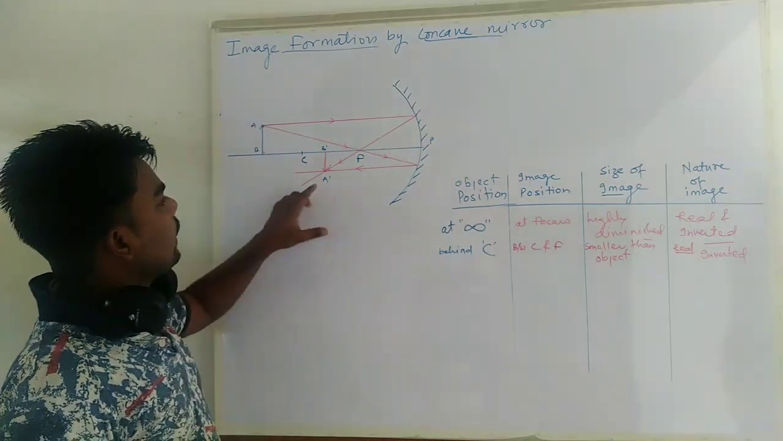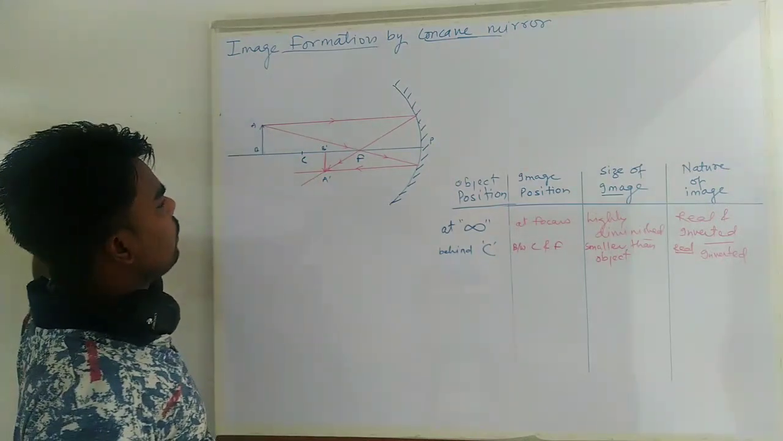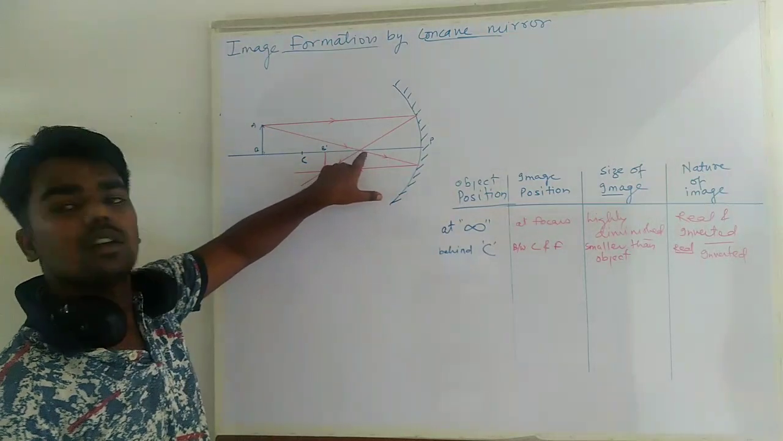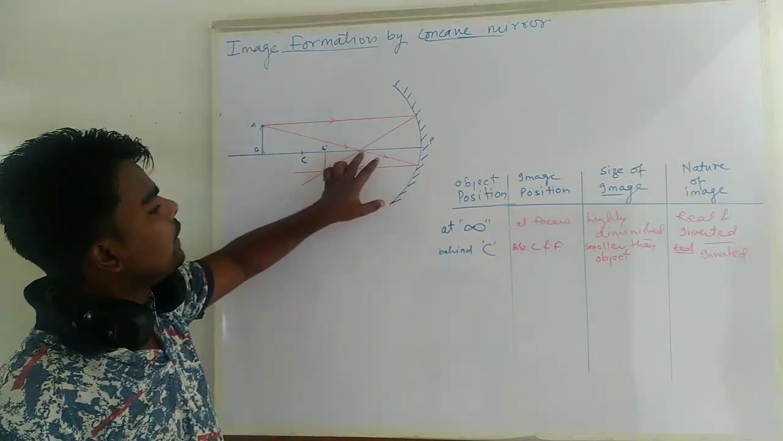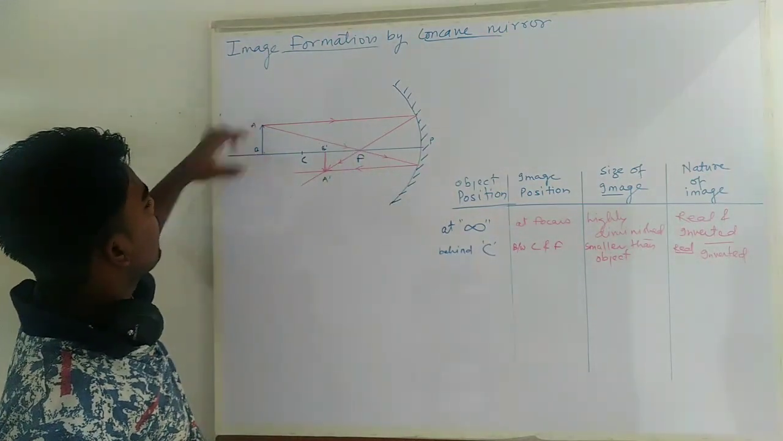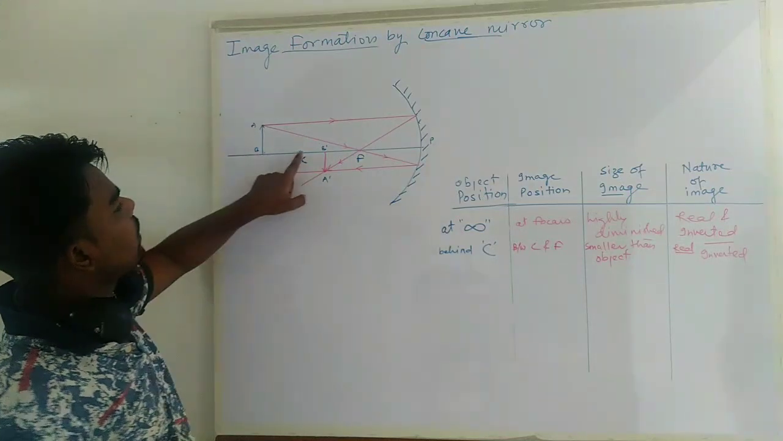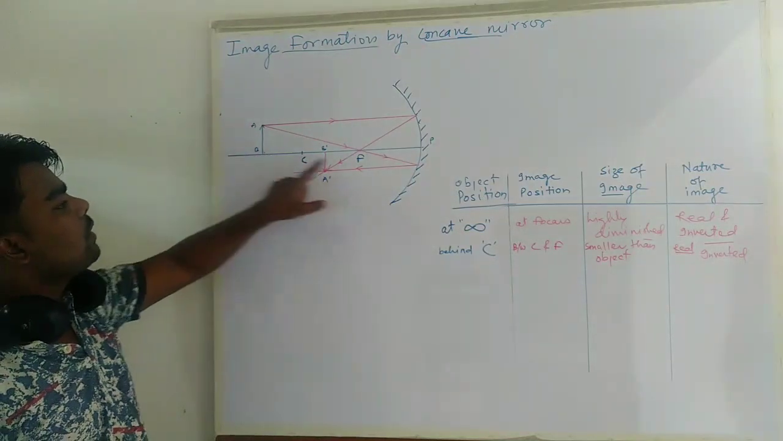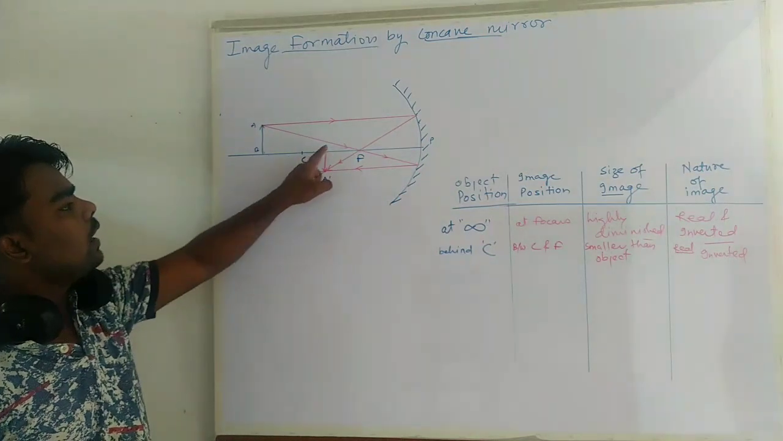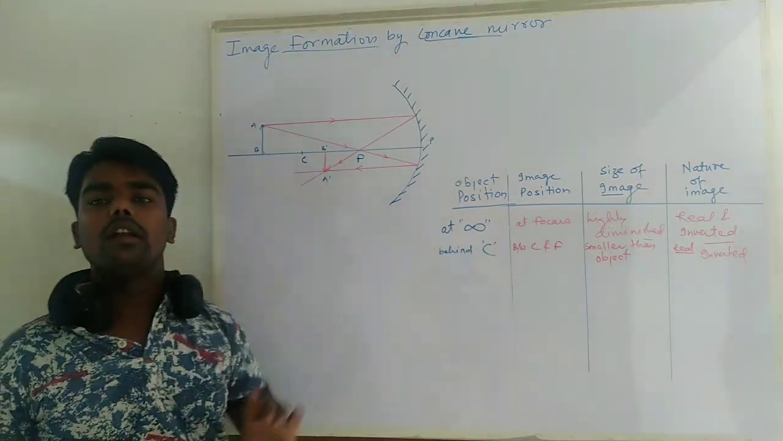So that is a second case. First case we have seen when it is at infinity, it was formed at focus, real and inverted, and highly diminished. In this case, if the object is placed behind C, the image is forming between C and F, and it is inverted and real.